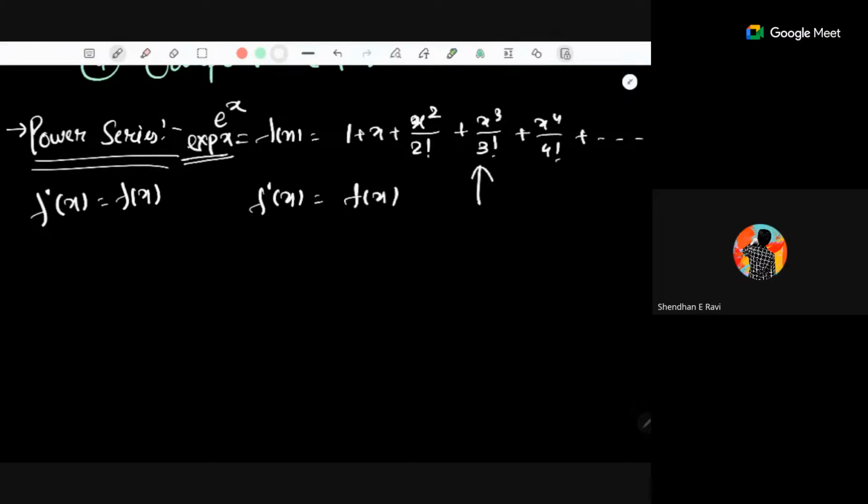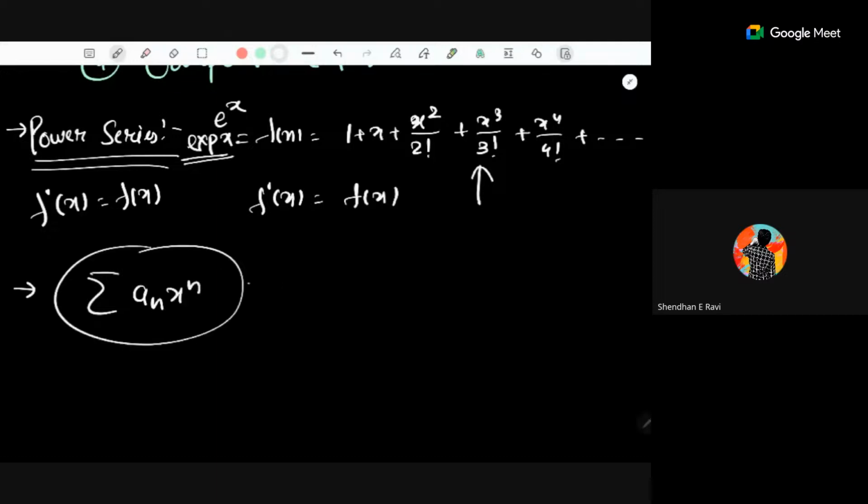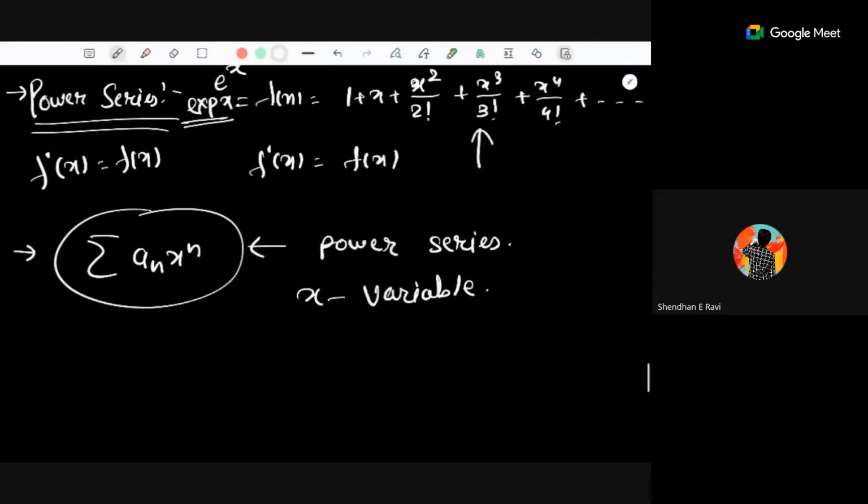So what is a power series? A power series is a series with a variable, or some unknown thing, which is given to us. That means summation a_n x to the power n. Such a type of series is known as a power series. Right? Where here x is nothing but a variable. Variable means the value of this particular thing can depend on the situation, or on the terms here. So these types of series are known as power series.